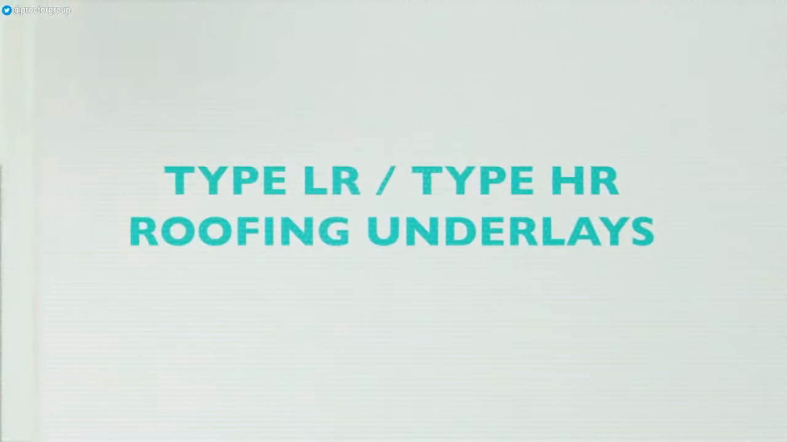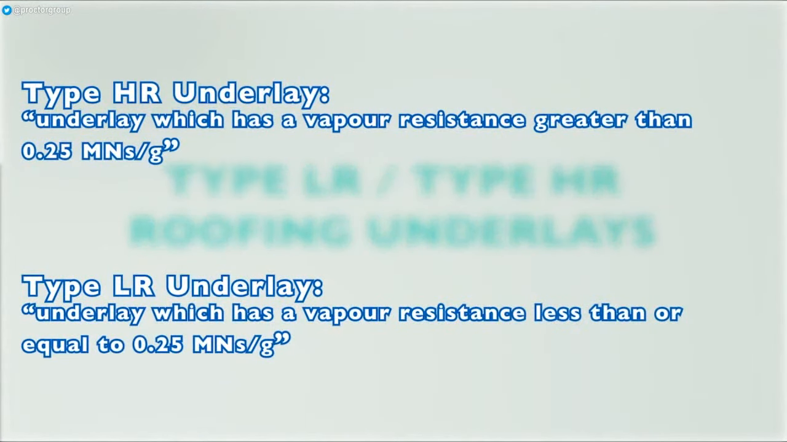Type HR and LR underlays. The term used prior, breather membrane, is more usually associated with wall applications. Membranes used on roofs typically require more vapour permeability. BS 5250 defines two classes of roof underlay, type HR high resistance and type LR low resistance, with 0.25 meganewton-seconds per gram or SD 0.05 metre being the cut-off between the two.